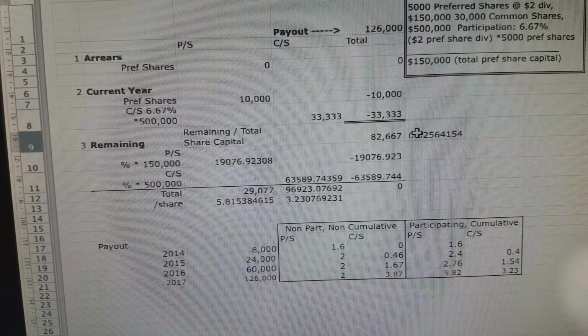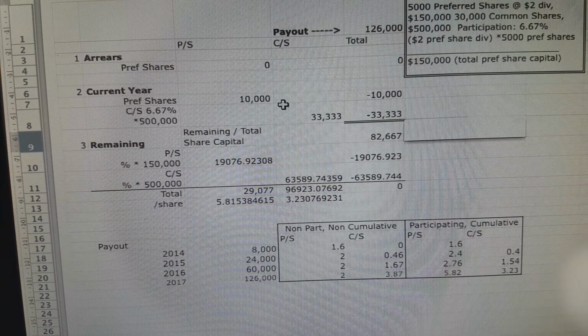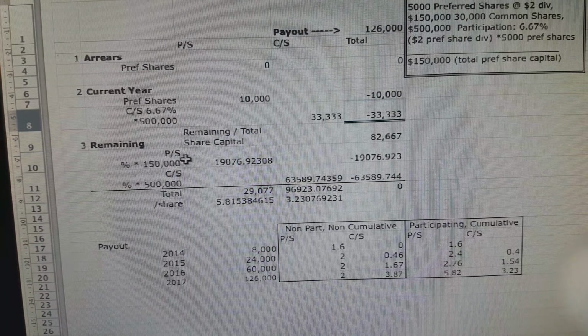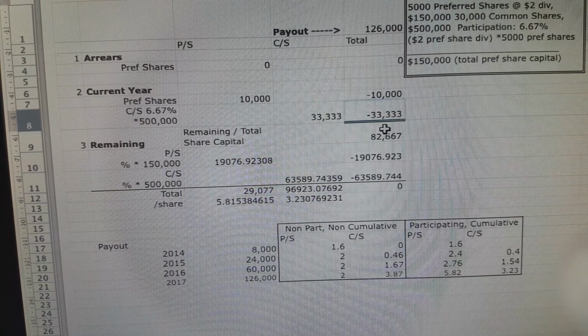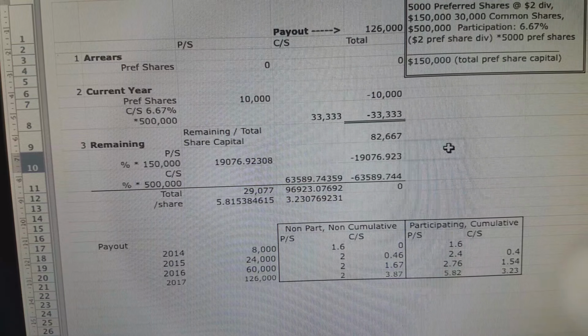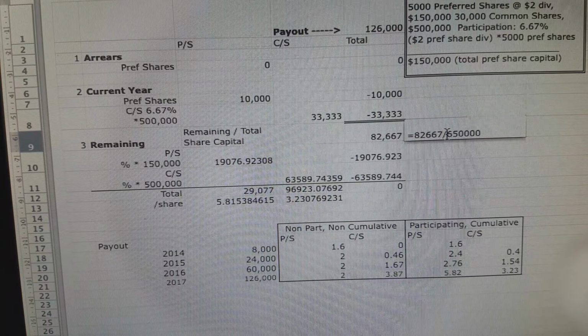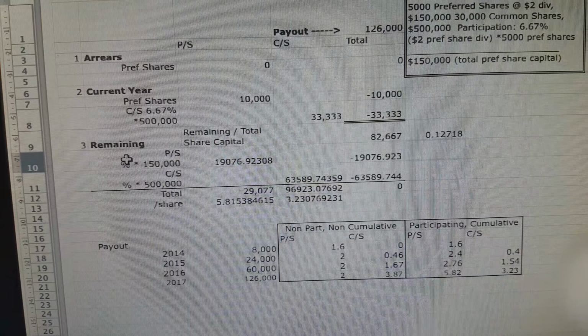There we go. So this time, go through it all. No arrears, because we took care of that with 2015. So we've got the preferred shares amount, the common shares with the participating, and then the remaining with the participating. So this time, the participation rate for the remaining is the remainder, which is 82,667 over the total share capital, which is 650,000. So the percentage over here is 12.72%.